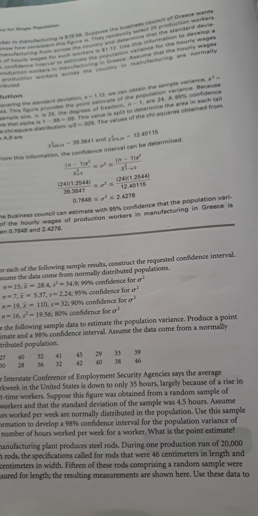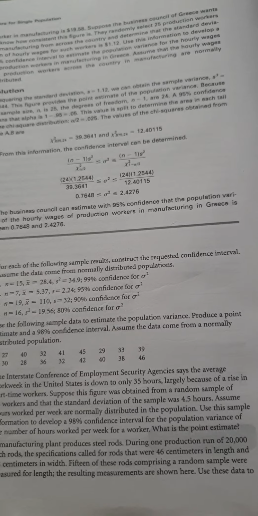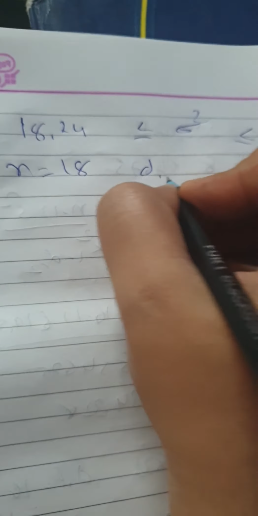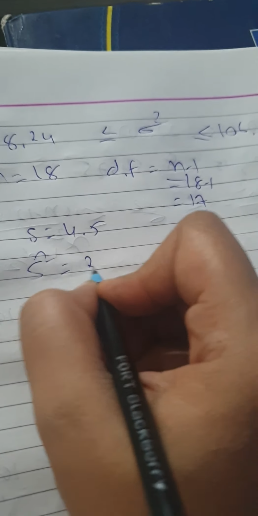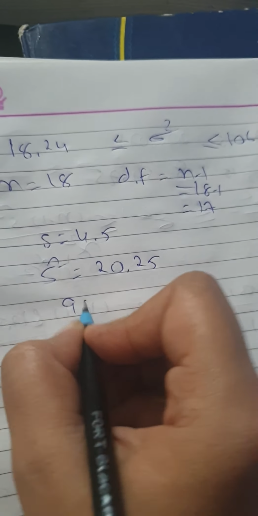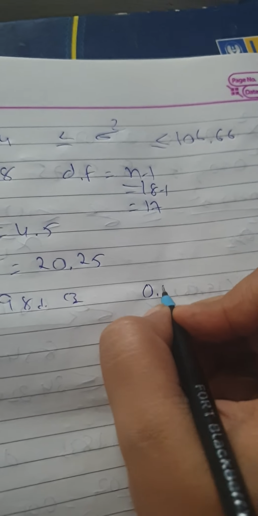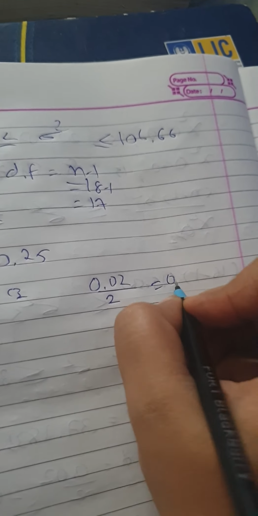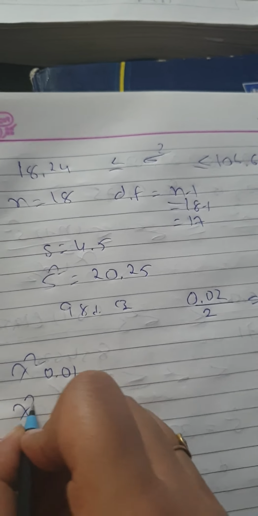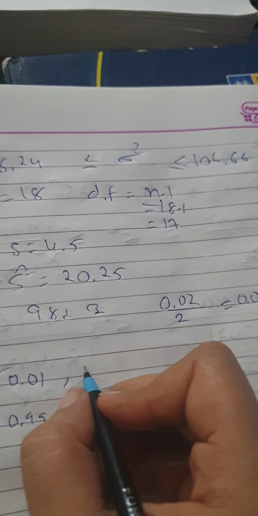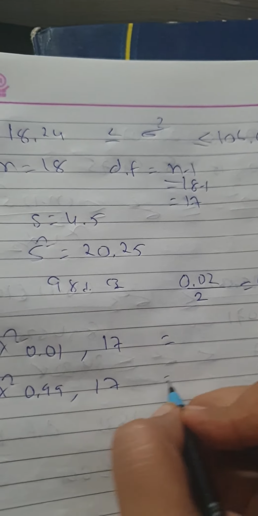What is the point of estimate? The point of estimate will be your S square over here. So sum number 8.37, n equals 18. Degree of freedom will be n minus 1, 18 minus 1, 17. S equals 4.5, so S square will be 20.25. 98% confidence interval, so alpha is 0.02. It will be split, so 0.01. So you have to check the value at 0.01 and at 0.99. Degree of freedom is 17 in both cases.